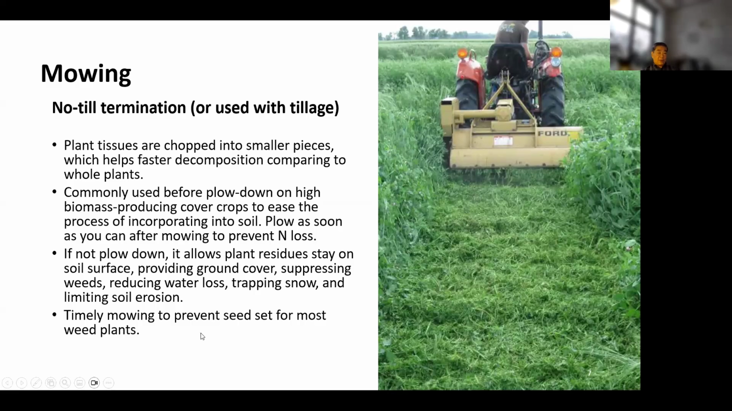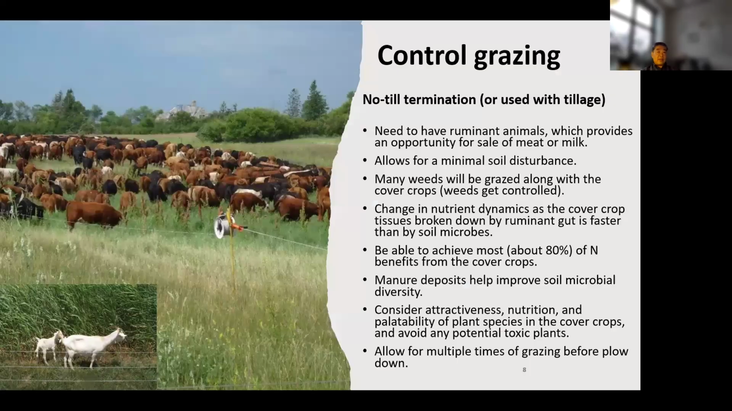Timely mowing to prevent weed seed setting is important for weed control. And sometimes you could allow it to grow a second round. That would increase the biomass production and fix more nitrogen. And controlled grazing is also a method that could be no-till termination if you use it alone, or it can be used with tillage.